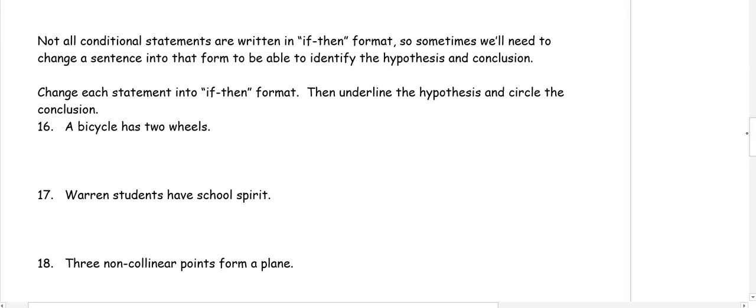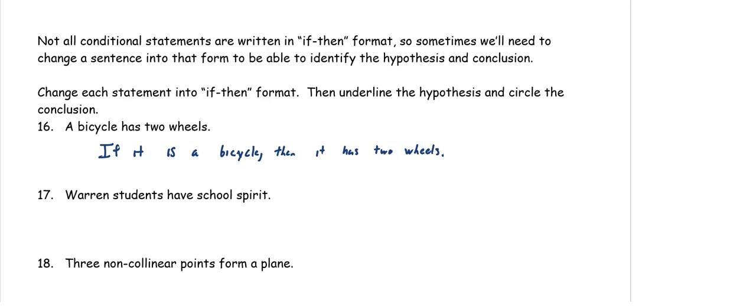So sometimes not all conditional statements are written in an if-then form. Sometimes we need to change the sentence in order to make it a conditional and write it in if-then format. So first we're going to change the statement into if-then, and then we're going to underline the hypothesis and the conclusion. So number 16, a bicycle has 2 wheels. So we could say if it is a bicycle, then it has 2 wheels. So in this case, our hypothesis is that it's a bicycle, and our conclusion is that it has 2 wheels.